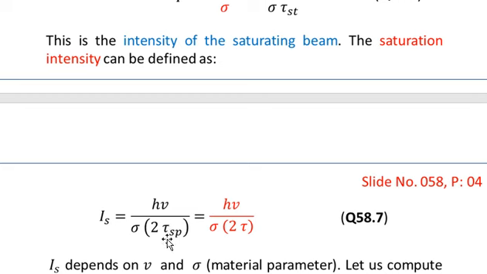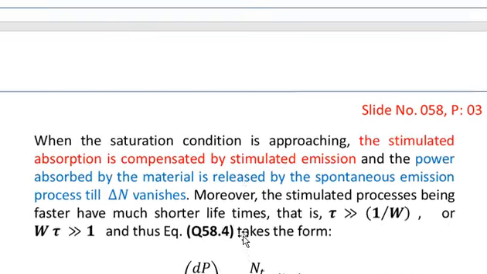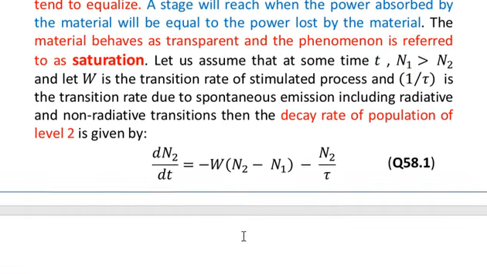And we can simply write tau Sp, that is the spontaneous lifetime, simply as tau. So we have Is, the saturation intensity, on the left hand side is equal to h nu over sigma times 2 tau. Why is this 2 tau here? Why not only tau? To understand this, we can go back to this equation.